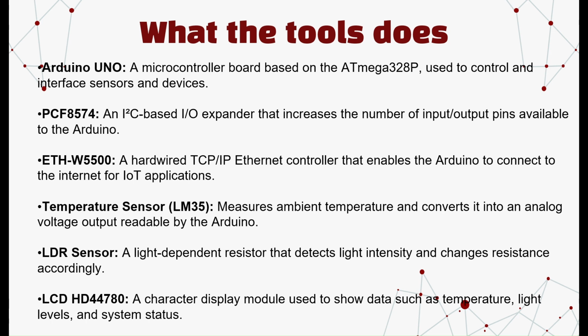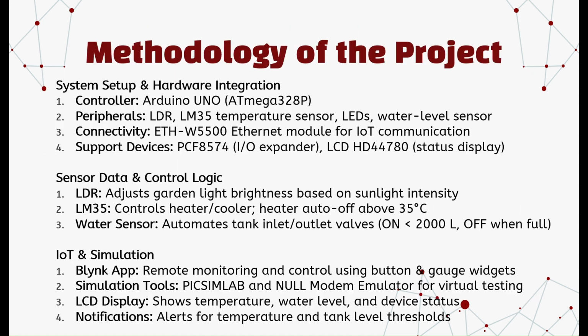Temperature sensor measures ambient temperature and converts it into an analog voltage output readable by the Arduino. LDR sensor, a light-dependent resistor, detects light intensity and changes resistance accordingly. LCD HD44780, a character display module, is used to show data such as temperature, light levels, and system status. Thank you. From here onwards, my friend Rupnath will carry on.